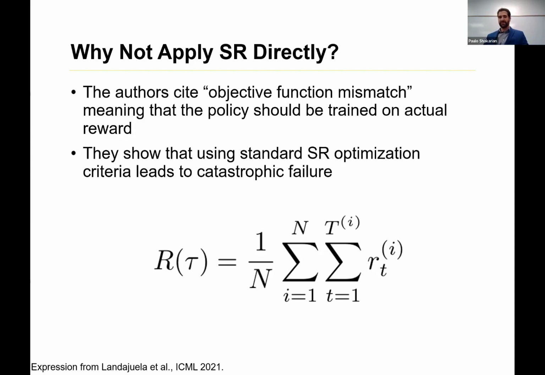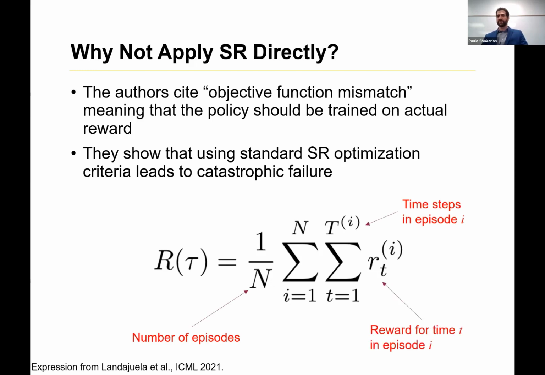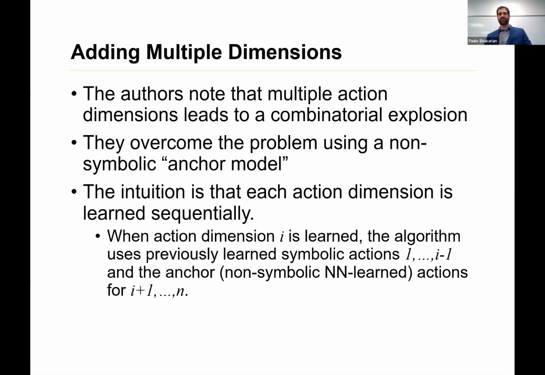So here's the reward function. And again, we have number of episodes, time steps, reward for time, and so on. Pretty standard. All right, so the key thing they had to add was considering these multiple dimensions. Now, going in a straightforward way and learning a mathematical expression for each dimension leads to a combinatorial blowout. So that's no good. And what they came up with, I think, was pretty interesting.